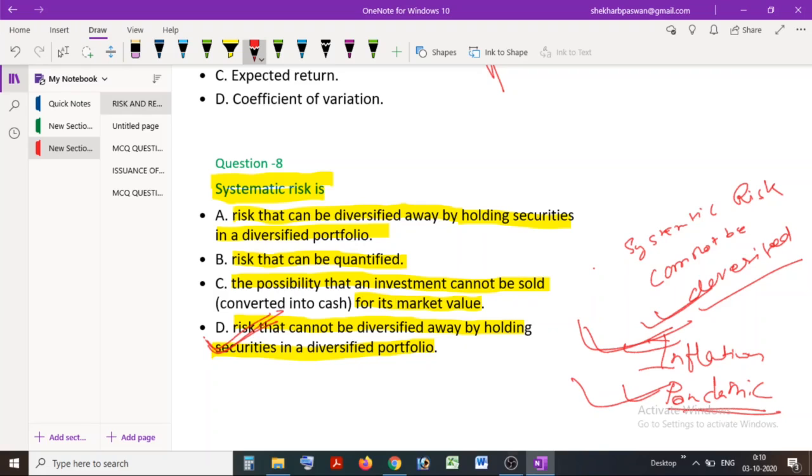So thank you. We have discussed a few important questions on this topic of risk and return.